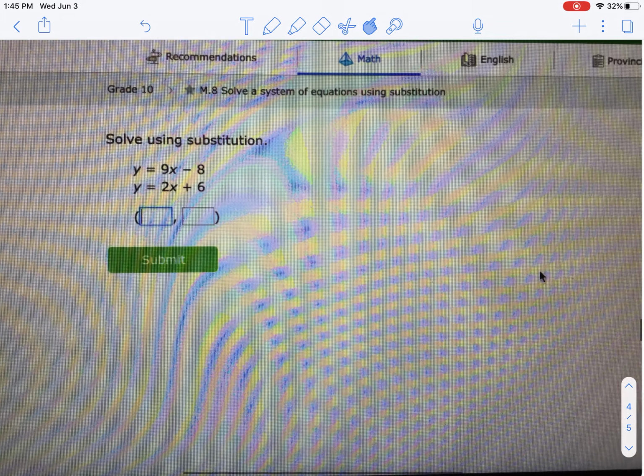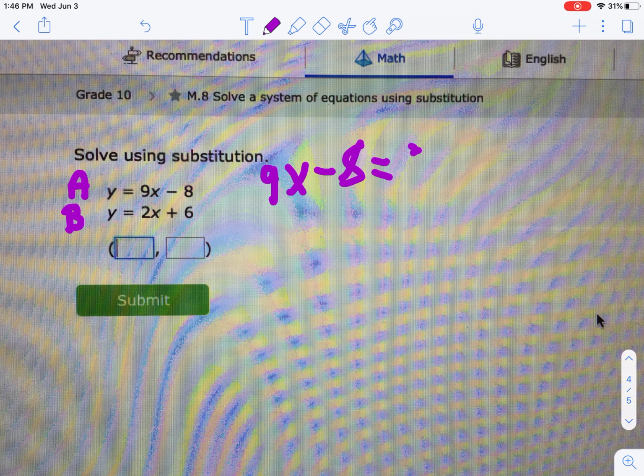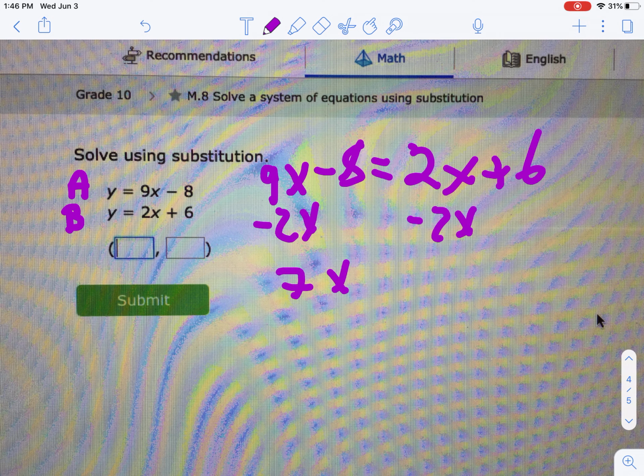Okay, the last example is a little bit different, and what they're telling us is that in line A, y equals something, and in line B, y equals something. So we know that these two equations are equal to each other. So we can write this as 9x minus 8 equals 2x plus 6 because they're both equal to y, so they're equal to each other. So we've got to get the letters on one side. So we'll take away 2x from both sides. So that leaves us with 7x minus 8 equals 6.